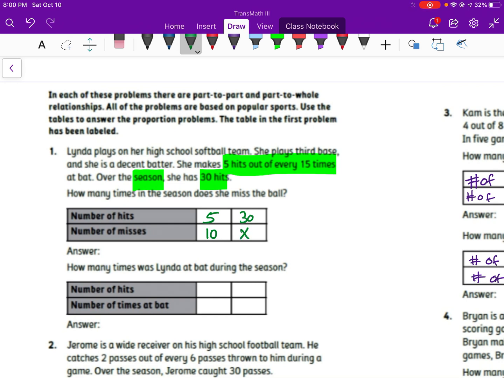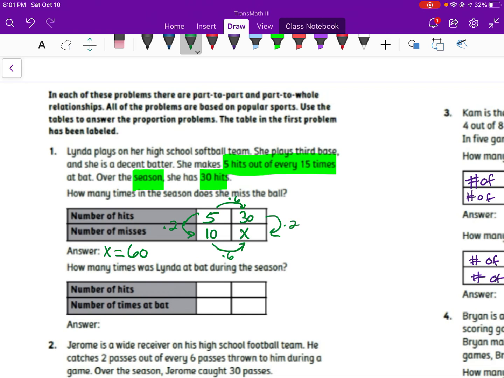Okay, so in this case, we're going to use like our proportions. We got 5 can go into 30, okay, or 10, and then 10 goes into x. So that's our horizontal method, or we can use our vertical method. Okay, so like horizontally, 5 times 6 is 30, or you can think 5 times 2. Either way is going to get us to a value of x is equal to 60. Okay, so over the course of the season, she had 60 misses.